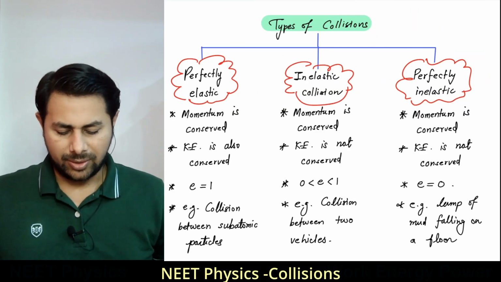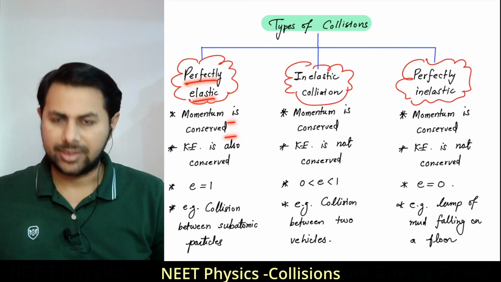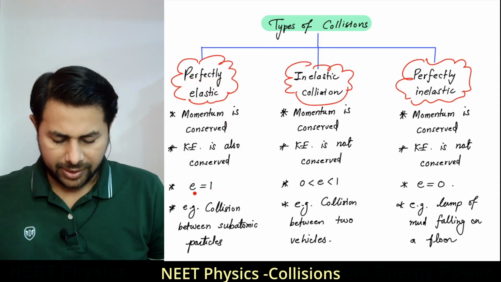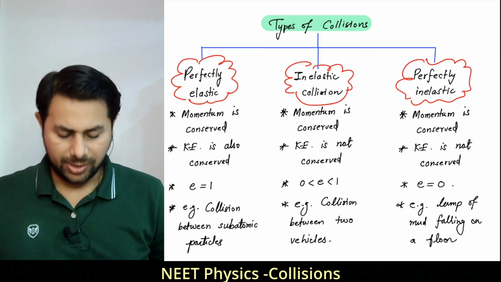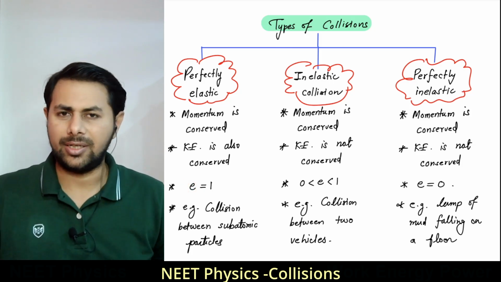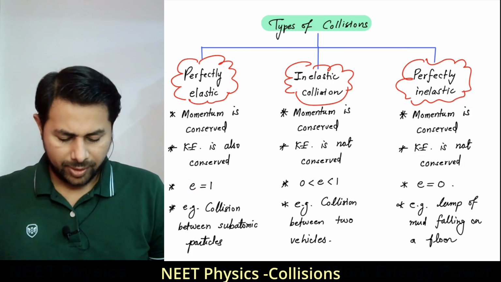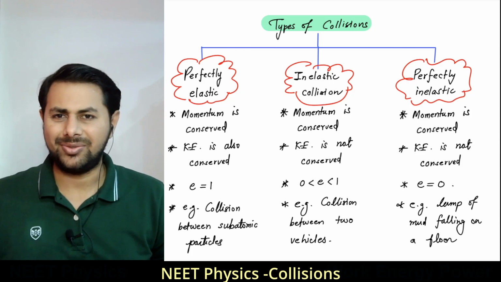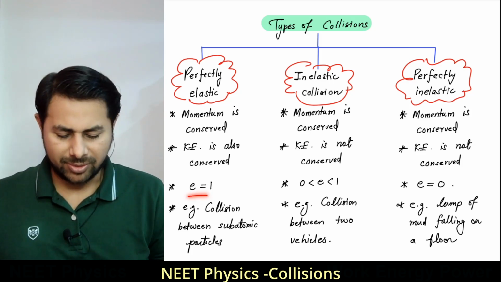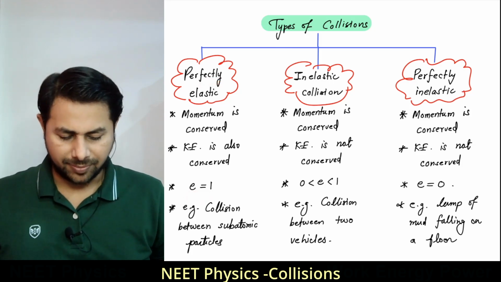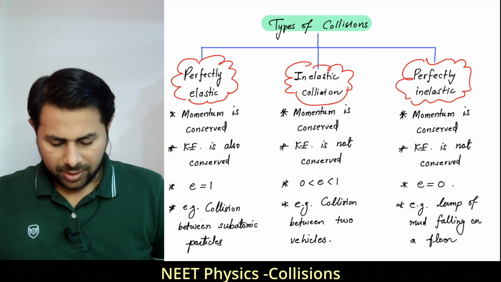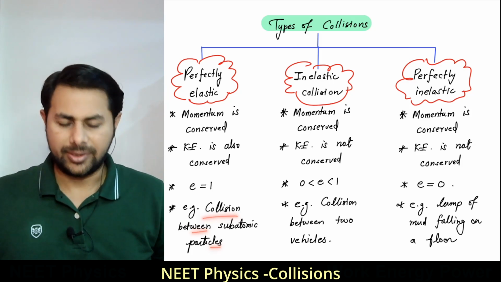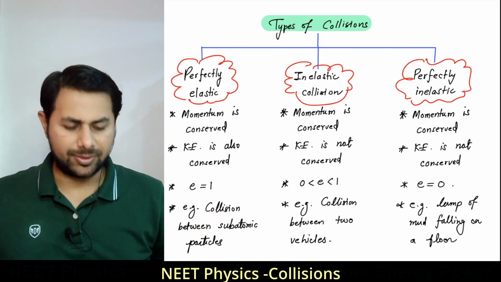Now what is a perfectly elastic collision? Momentum is conserved, kinetic energy is also conserved, and we are going to see a term called the coefficient of restitution. The coefficient of restitution is denoted by the letter e. For now let's just remember that e is equal to 1, that means the coefficient of restitution is equal to 1 in case of a perfectly elastic collision. An example is a collision between two subatomic particles. We can say it is a perfectly elastic collision.